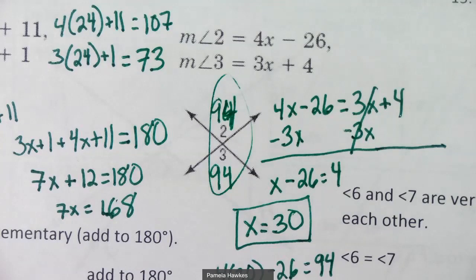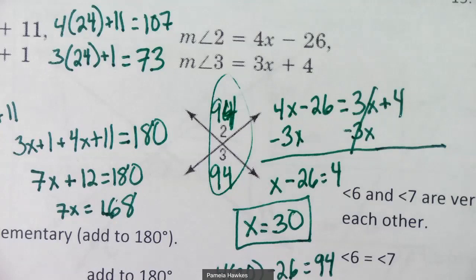What's their supplementary? That when I do what with them? When I add them together, they equal 180. What if they're complementary angles? When they're complementary, I add them together to equal 90.